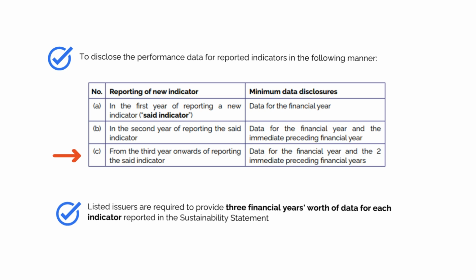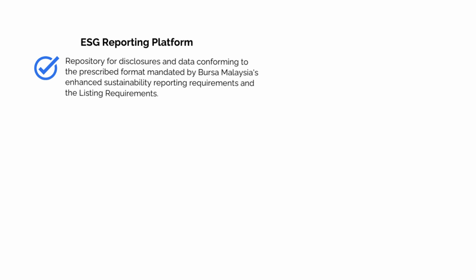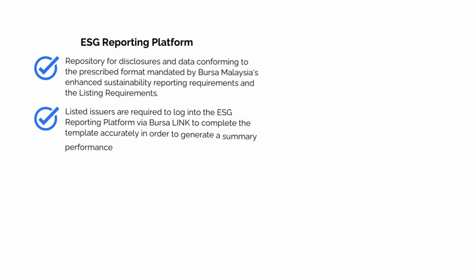comply with the requirement. In December 2023, Bursa Malaysia introduced the ESG reporting platform, serving as a repository for disclosures and data, conforming to the prescribed format mandated by Bursa Malaysia's enhanced sustainability reporting requirements and the listing requirements. Listed issuers are required to log into the ESG reporting platform via Bursa Link to complete the template accurately in order to generate a summary performance table in PDF format.